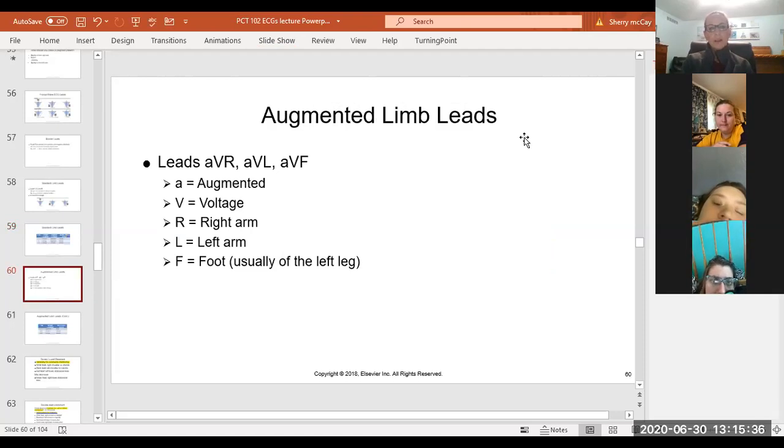All right, learn this, okay? Augmented limb leads. So you've got your AVR, your AVL, and your AVF, okay? A stands for augmented. V stands for voltage. R stands for right arm. L is left arm, and F is foot, usually of the left leg.